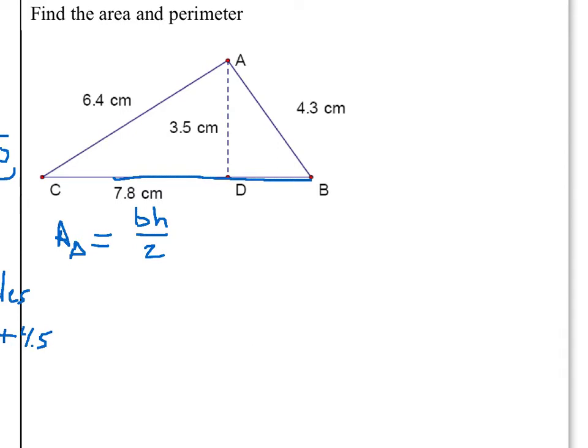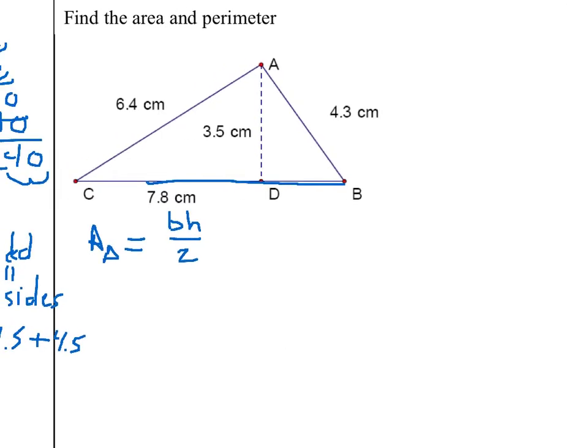What is the relationship here? How do these two lines interact? This one here and this one here.